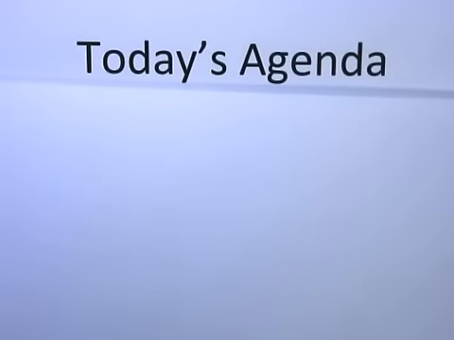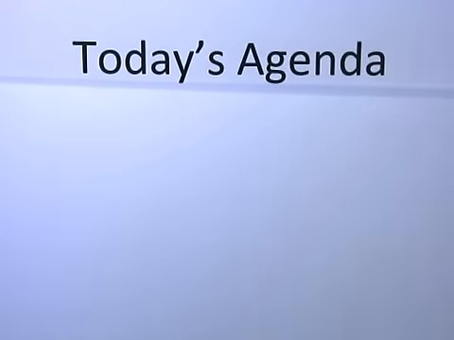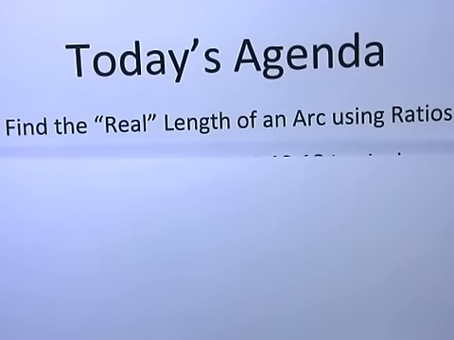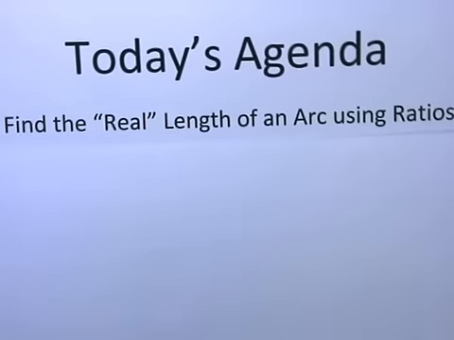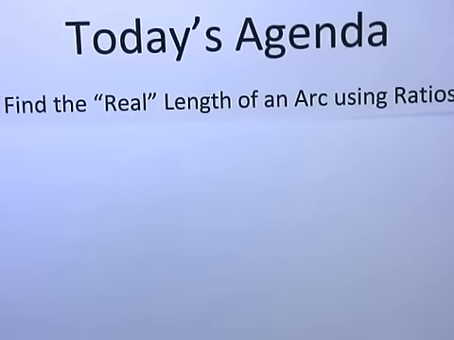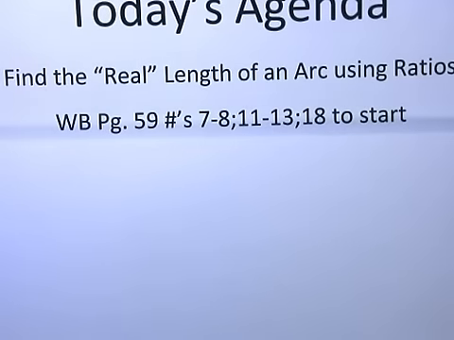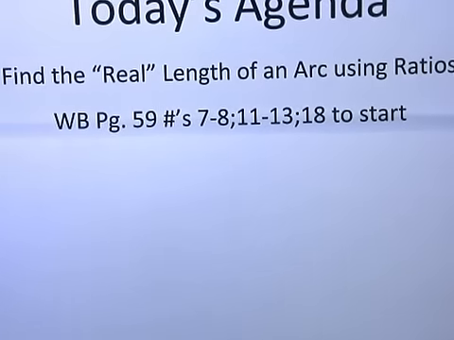Okay, class. So in the last section, we found that there is a relationship between a central angle and the arc that it creates. On today's agenda, we are going to find the real length of an arc using a ratio, meaning we're going to find the length not in degrees, but in actual length. And we're going to do work on this page and answer these questions to do so.